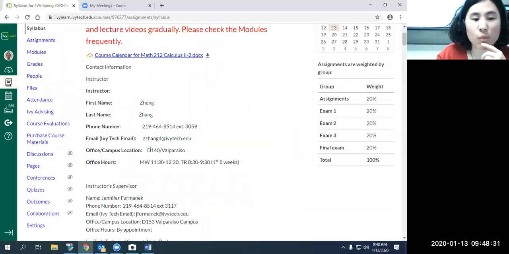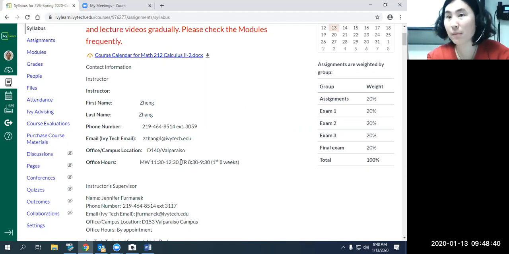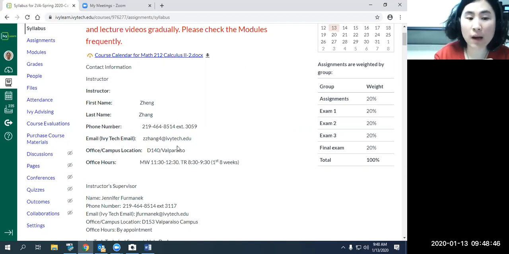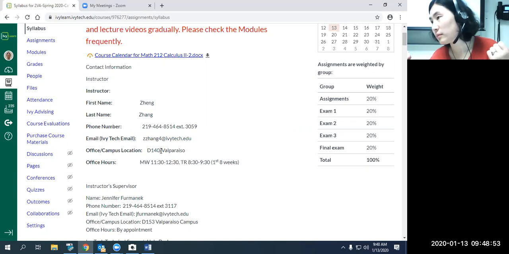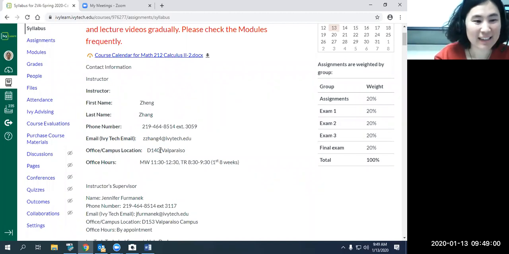My office is in D140, and these are my office hours. For those of you who are local students attending class on campus, stop by my office if you want to see me and ask questions during my office hours. My office is just next to the math lab, so you cannot miss it. If you know where the math lab is, you know where my office is. This is my contact information.